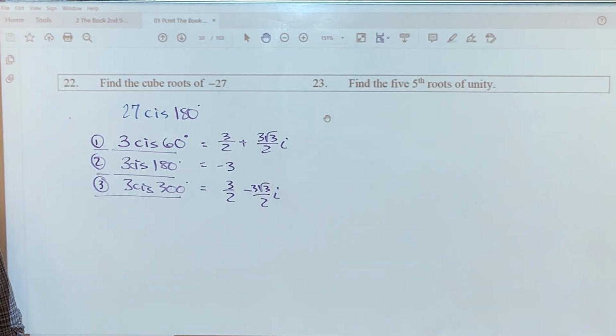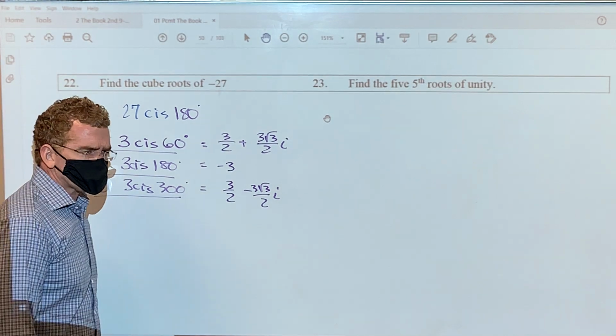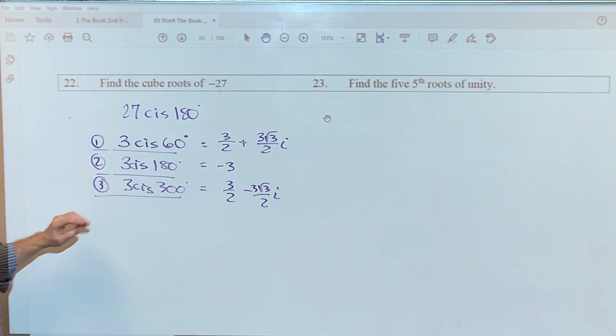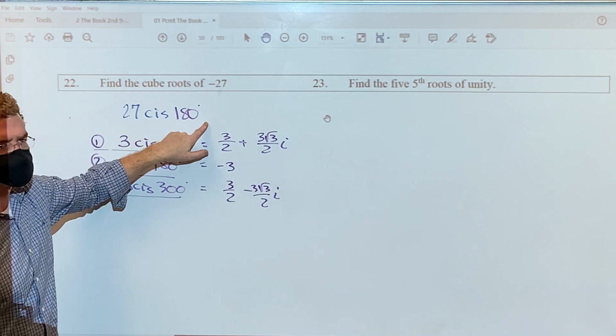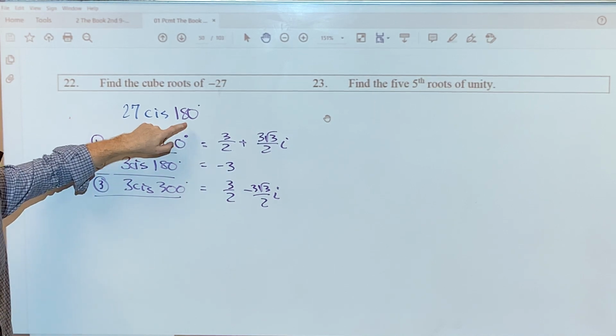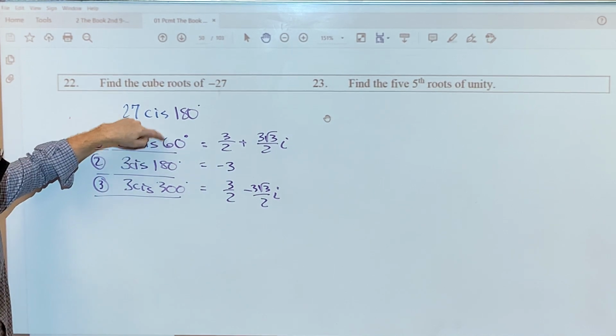When you say put something in trig form, do you want it to be between 0 and 360? Always. So don't, like if this had been 1800, don't leave it as 1800. If it had been negative 180, don't leave it. Make sure your final angles are always between 0 and 360.